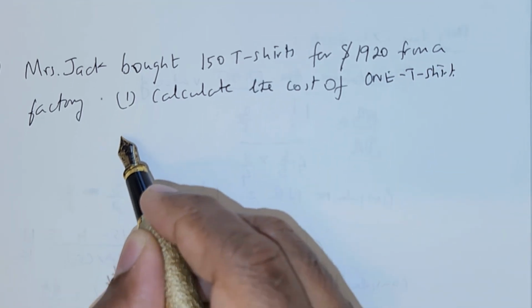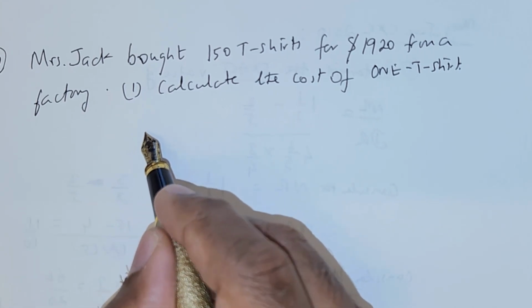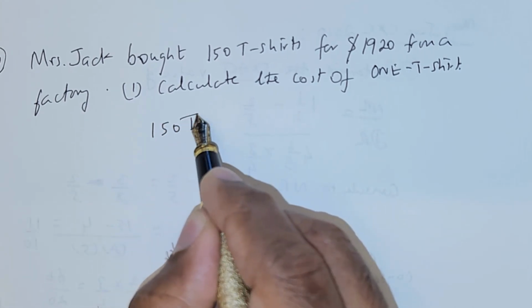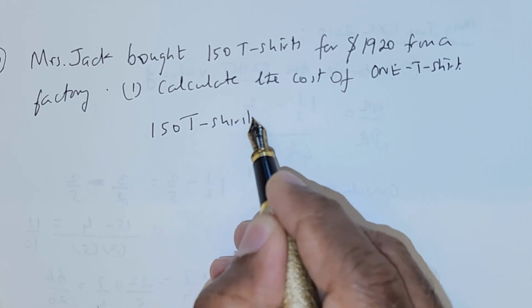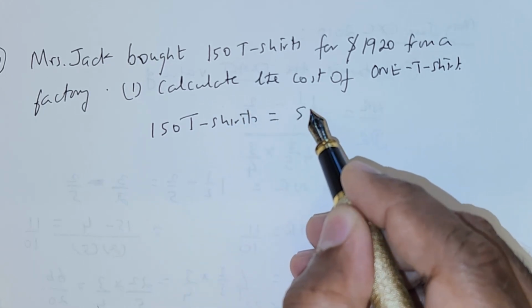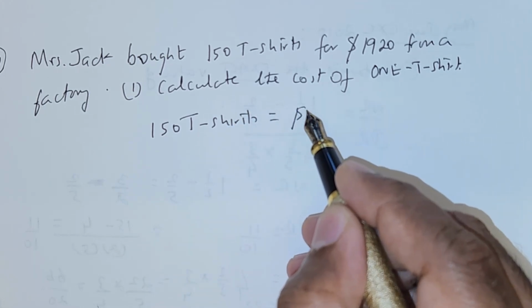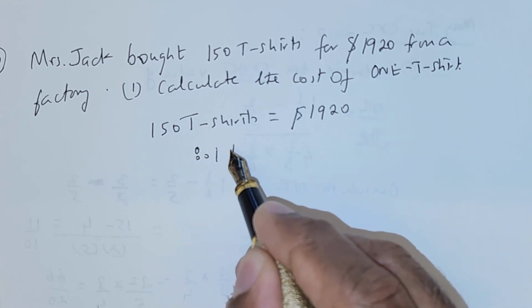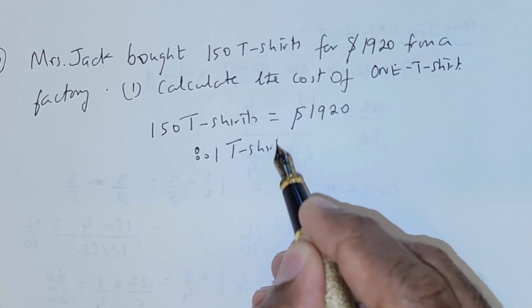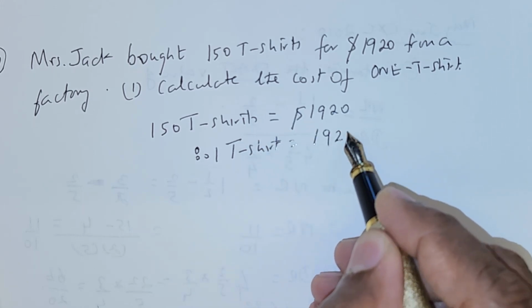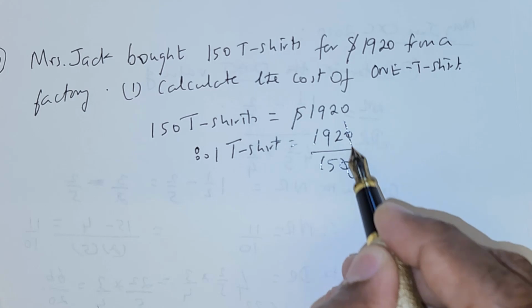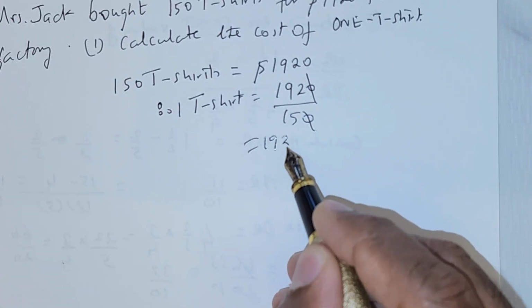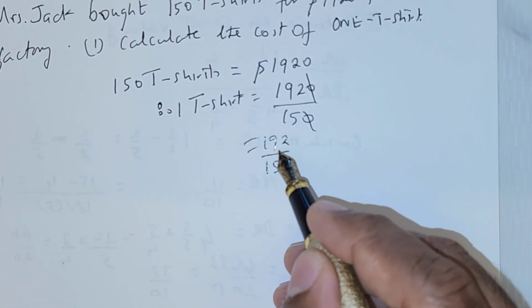So how are we going to do this? So foremost, 150 t-shirts is purchased at a price of $19.20. So therefore cost of one t-shirt is going to be 1920 divided by 150. Cancel the zeros. You have 192 divided by 15.